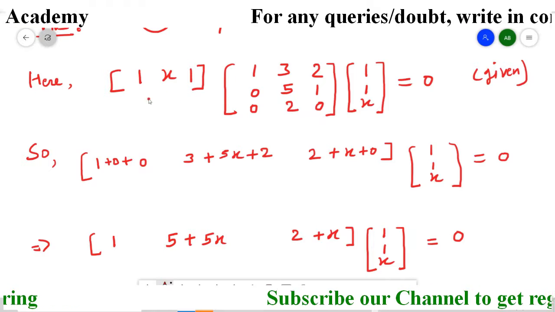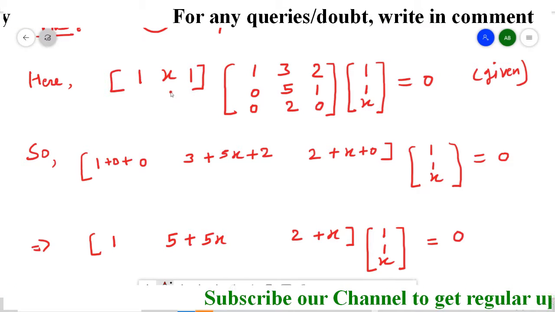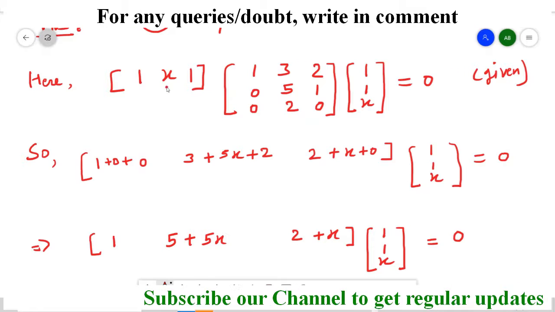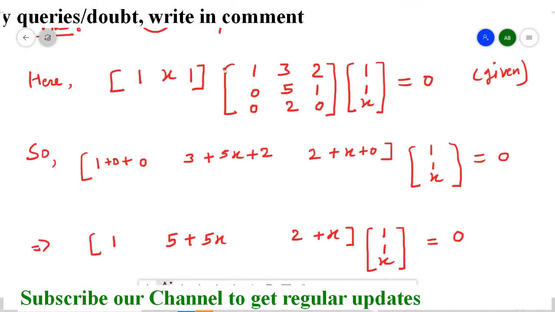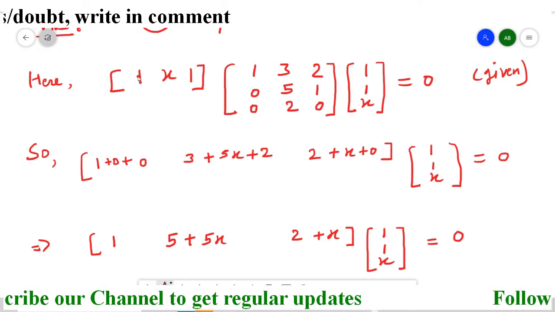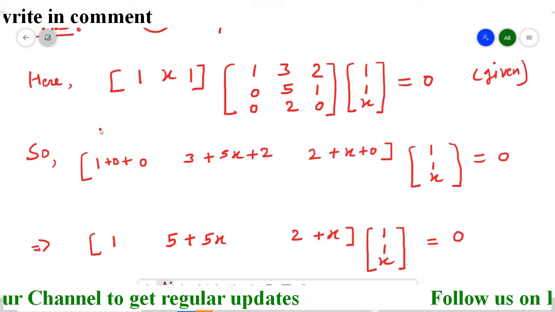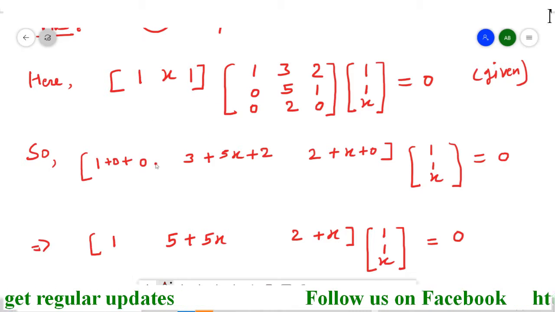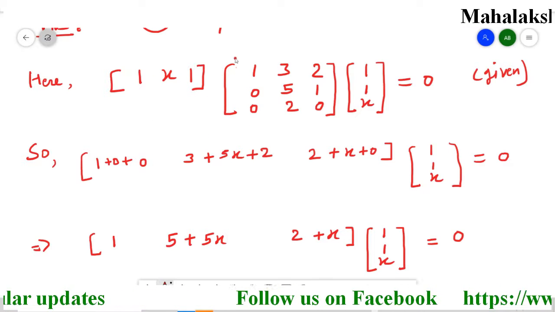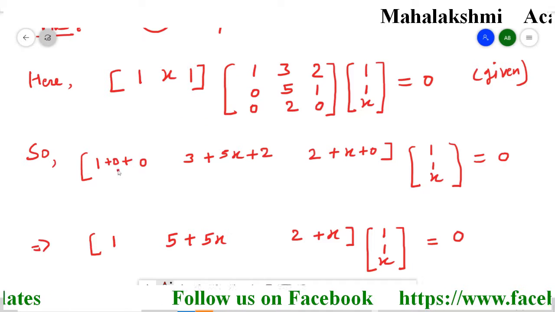So first we will multiply these two matrices, the first matrix and the second matrix. First row multiplied by first column. When we multiply, corresponding terms will multiply. So 1 multiplied by 1 is 1. Then x multiplied by 0 is 0, and 1 multiplied by 0 is 0. So first row multiplied by first column is finished here.